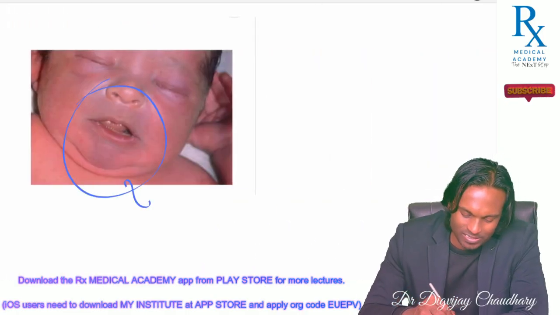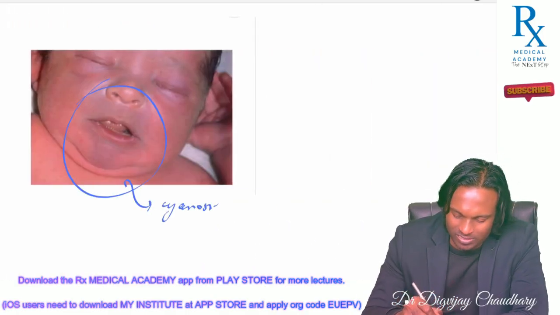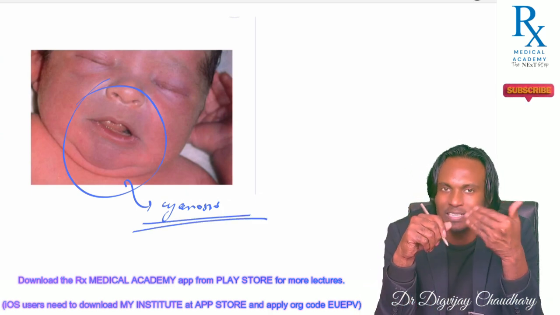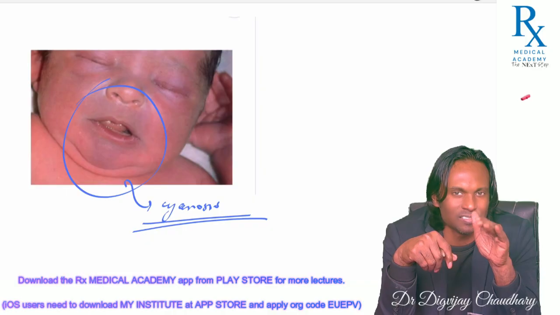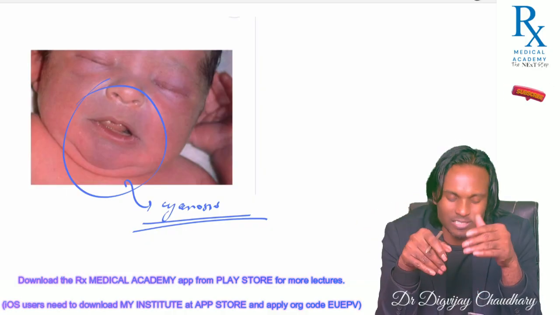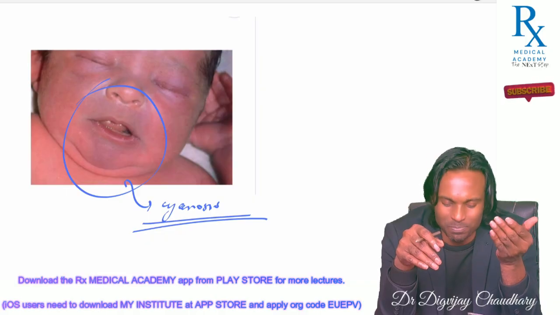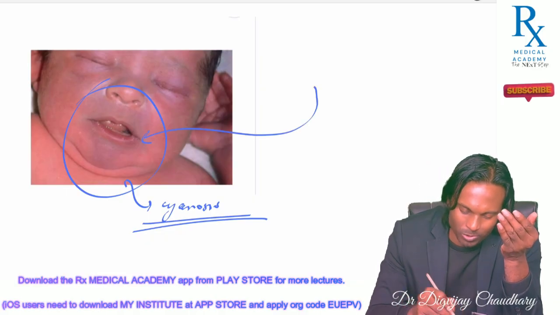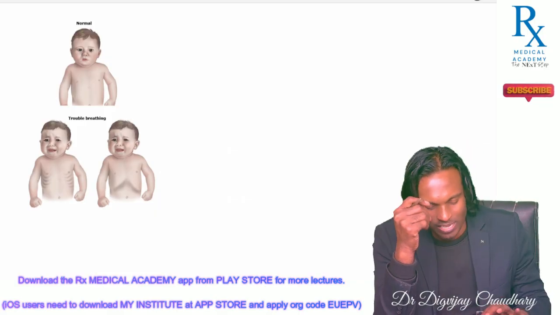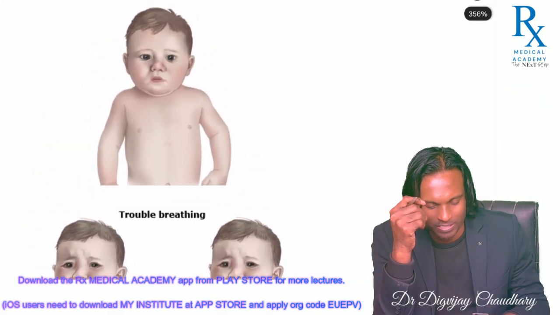Here you can appreciate cyanosis, that is bluish discoloration of skin and mucous membranes. Whenever oxygenation is compromised, deoxygenated blood increases, and if deoxygenated hemoglobin increases more than 5%, then it can produce bluish discoloration of skin and mucous membrane, and that particular thing is known as cyanosis, and this is again a sign of respiratory distress.